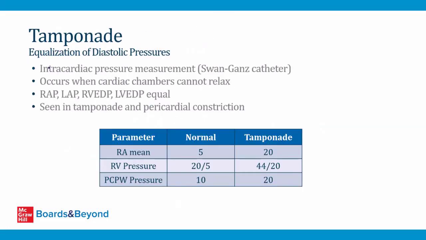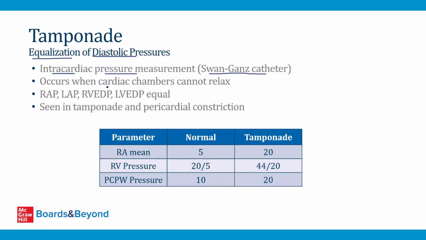And then there's one other finding that is classically seen in tamponade, and let's talk about that now. It's called equalization of diastolic pressures. This is a finding you can see if you obtain intracardiac pressure measurements, meaning measurements of the pressures in the left atrium and the right atrium and the left ventricle and the right ventricle. To do this, you have to insert a Swan-Ganz catheter, and I talk about Swan-Ganz catheters in the video on shock. So you can get equalization of diastolic pressures in tamponade.